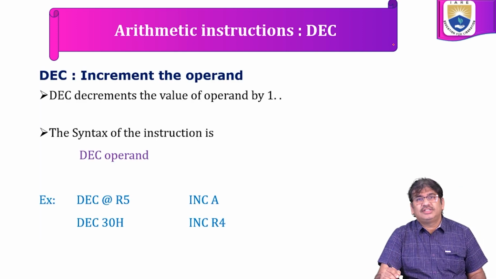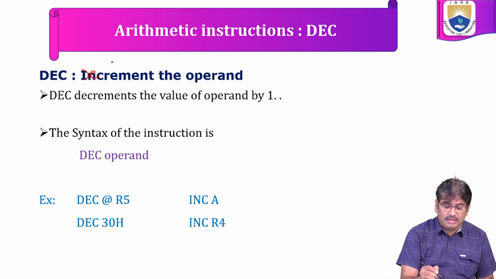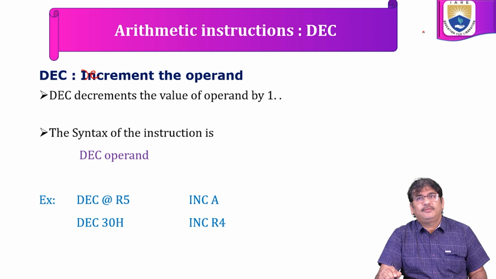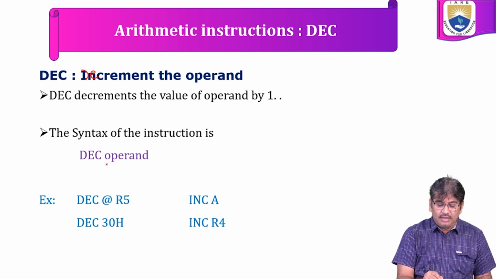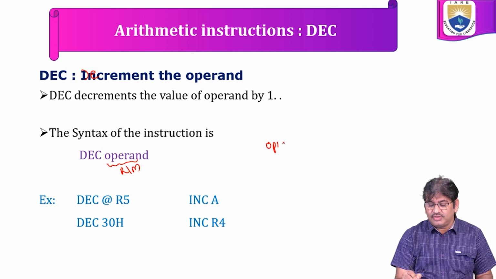The next instruction is DEC, which is a decrement of the operand. DEC decrements the value of the operand by 1. The syntax of the instruction is DEC operand. Here, the operand can be a register or a memory location. Here, the operand contents will be subtracted with 1, and the result will be stored in the operand.